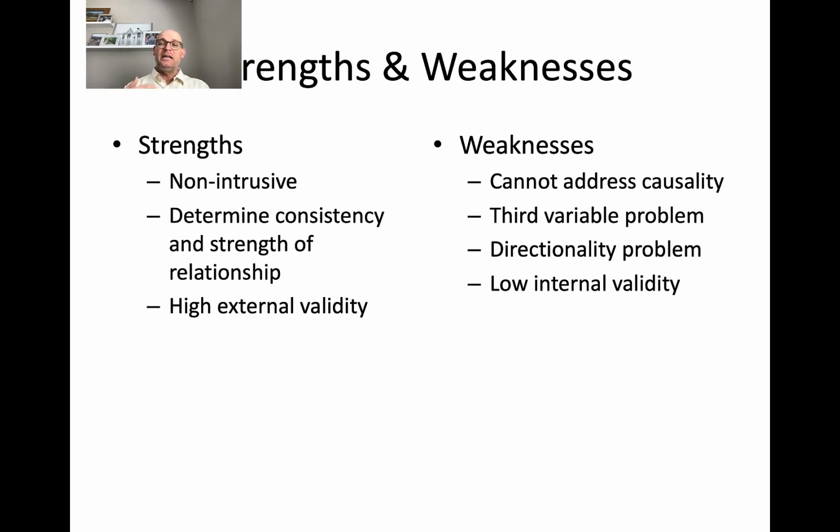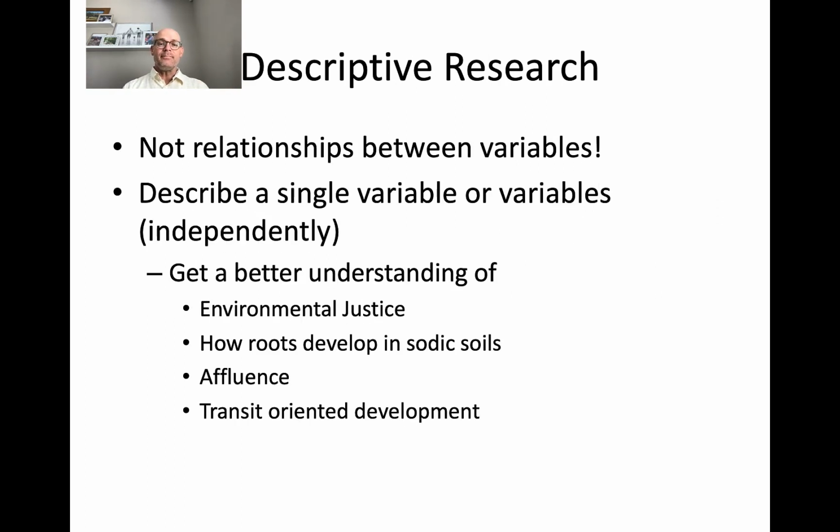There's no directionality. In other words, we don't know if one thing caused the other thing or the other thing caused that one. We just know that they're correlated with each other. And then there's low internal validity. It's possible that our models are built so incompletely that we have missing variables all over the place. And so correlational research, large N correlational research is really good for a lot of things, but causality it's really bad at.